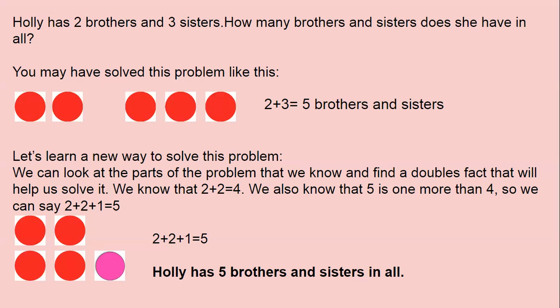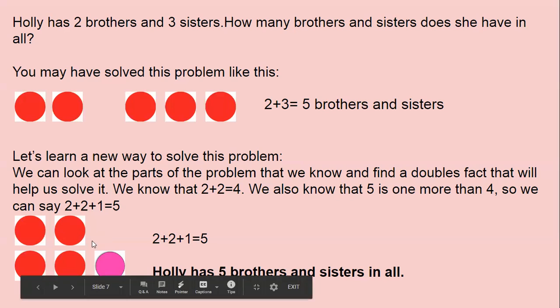But 4 is not the answer, is it? To get the answer, I need to add 1 more to the 4 because I know the answer is 5 brothers and sisters. So what we can do to show the right answer using our doubles fact is add 1 more to our equation to make it say 2 plus 2 plus 1 equals 5. It looks like this if we're drawing a model. I use my doubles fact, 2 plus 2, to get 4, and then I add 1 more to get the right answer of 5. Holly has 5 brothers and sisters in all.